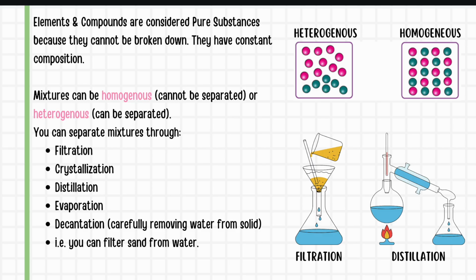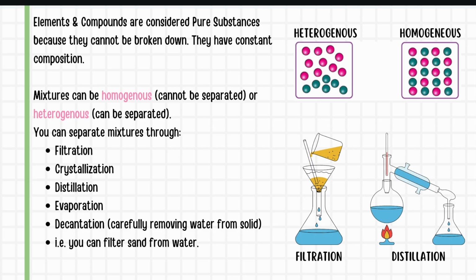Heterogeneous mixtures are not this way, however, they can be separated. And I like to think of salads for this example. In a salad, you can physically see the onion, the tomatoes, the cucumbers there, right? You can separate them. So you have a heterogeneous mixture.